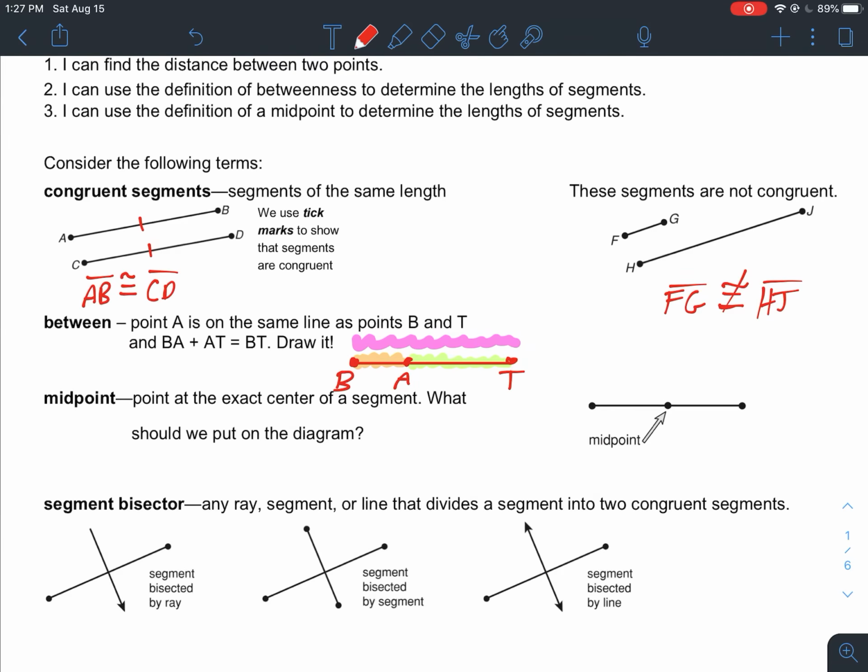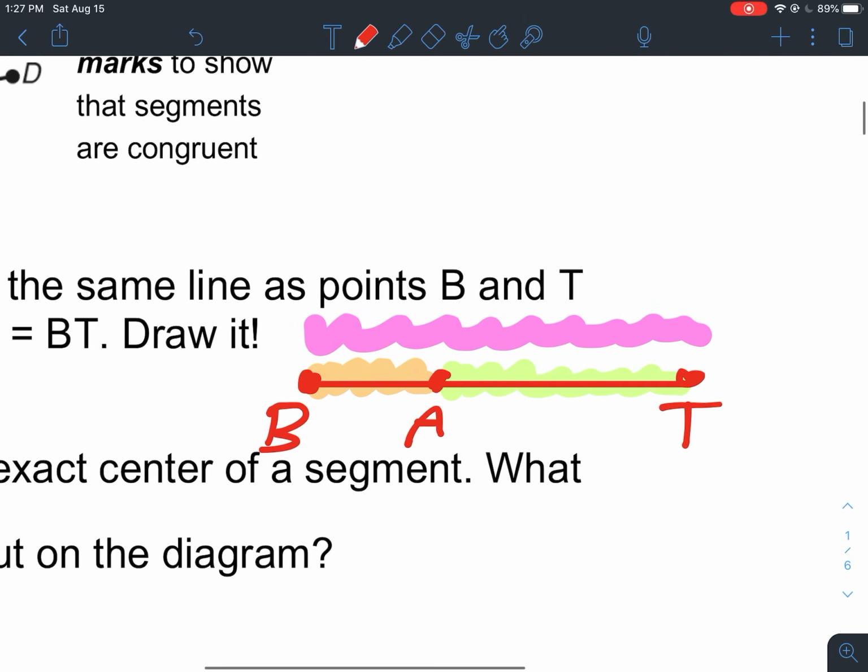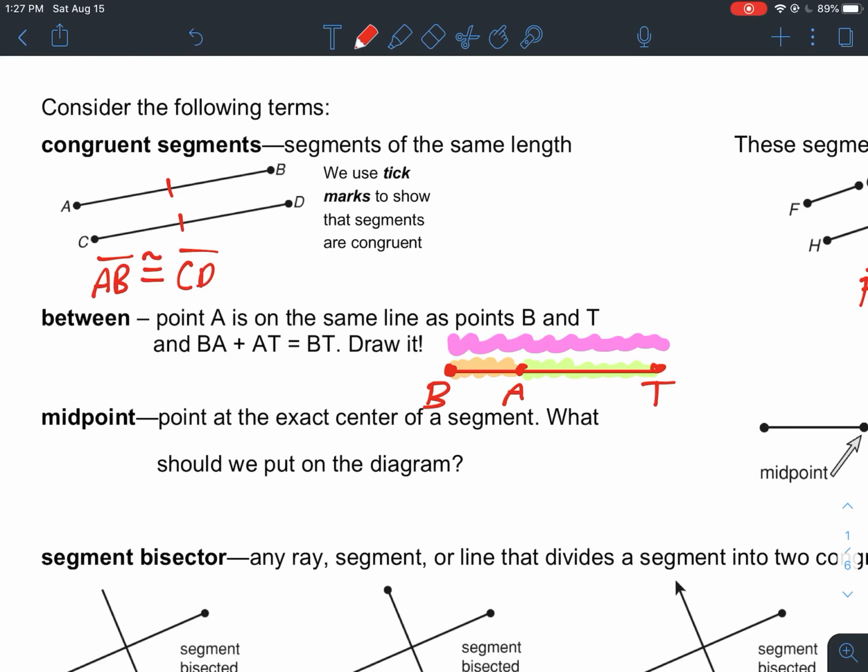Okay, the next word is midpoint. So if you look at this picture, would you say A is the midpoint of BT? I hope not, because A is not in the middle. Okay, if we moved it a little bit over to the right, it looks like it would be in the middle. Because what is a midpoint? It's a point at the exact center of a segment.